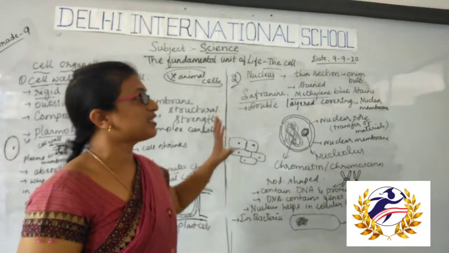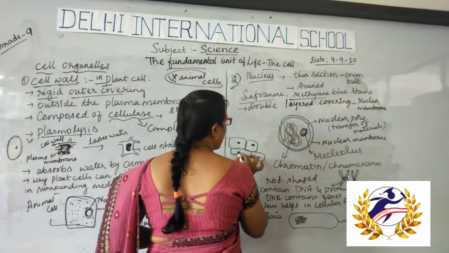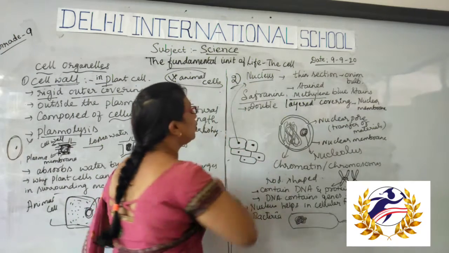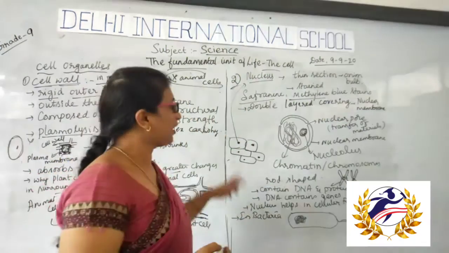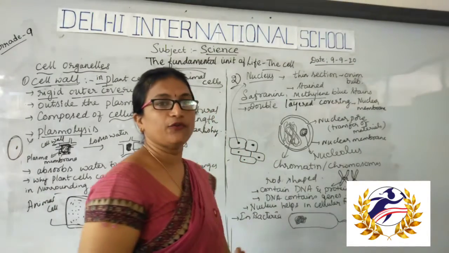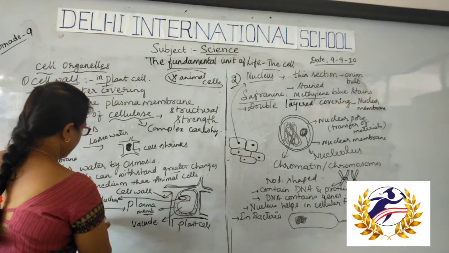So these are some of the stains we use. After staining, some dark patches we observe. That dark circular patch is called the nucleus. So nucleus, what is the structure of nucleus? The structure of nucleus is like this in plant cell and in animal cell.